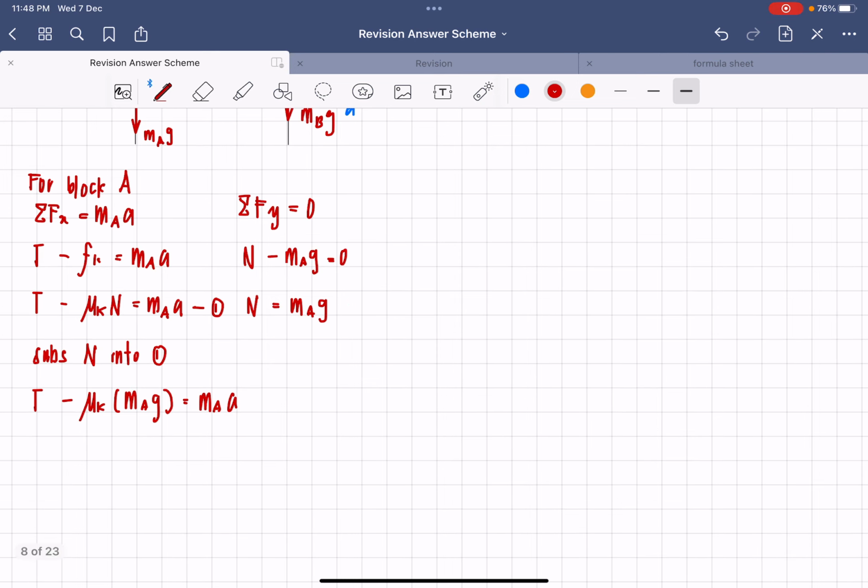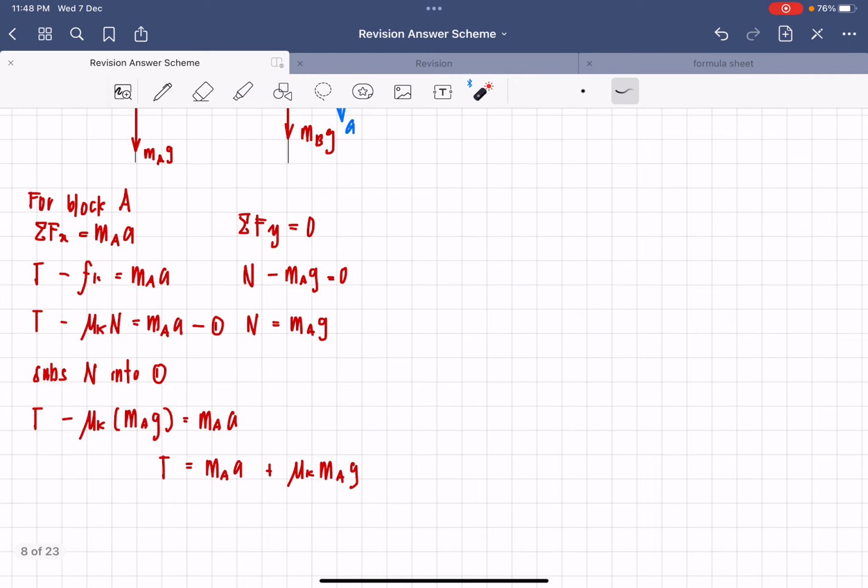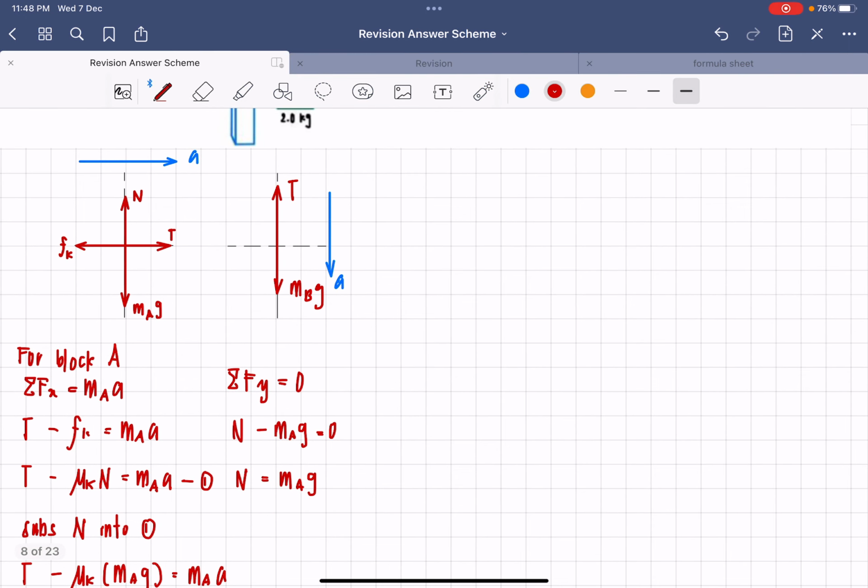So substitute N into equation 1. From here, T is going to be equal to m_A a plus mu_k m_A g. Okay, so now we have two unknowns: acceleration and tension. Now we want to find acceleration, so we have to remove tension out of this equation. So what we do is we are going to refer to the second block, which is block B.